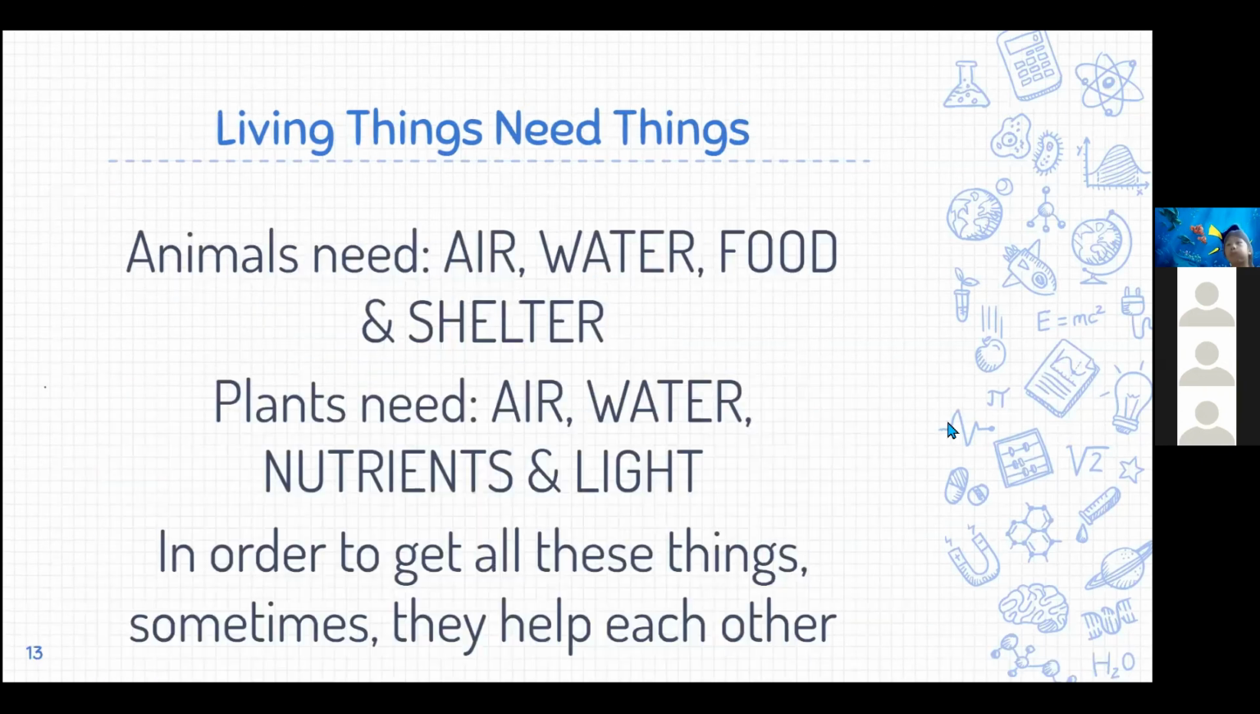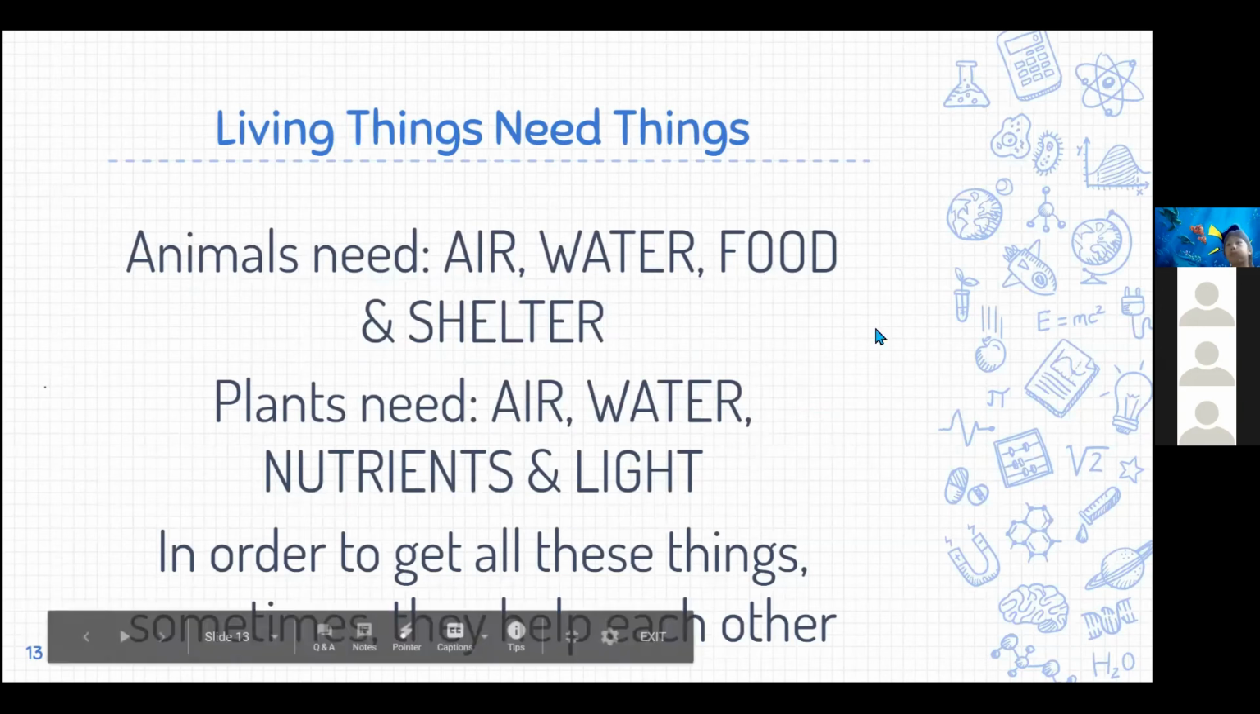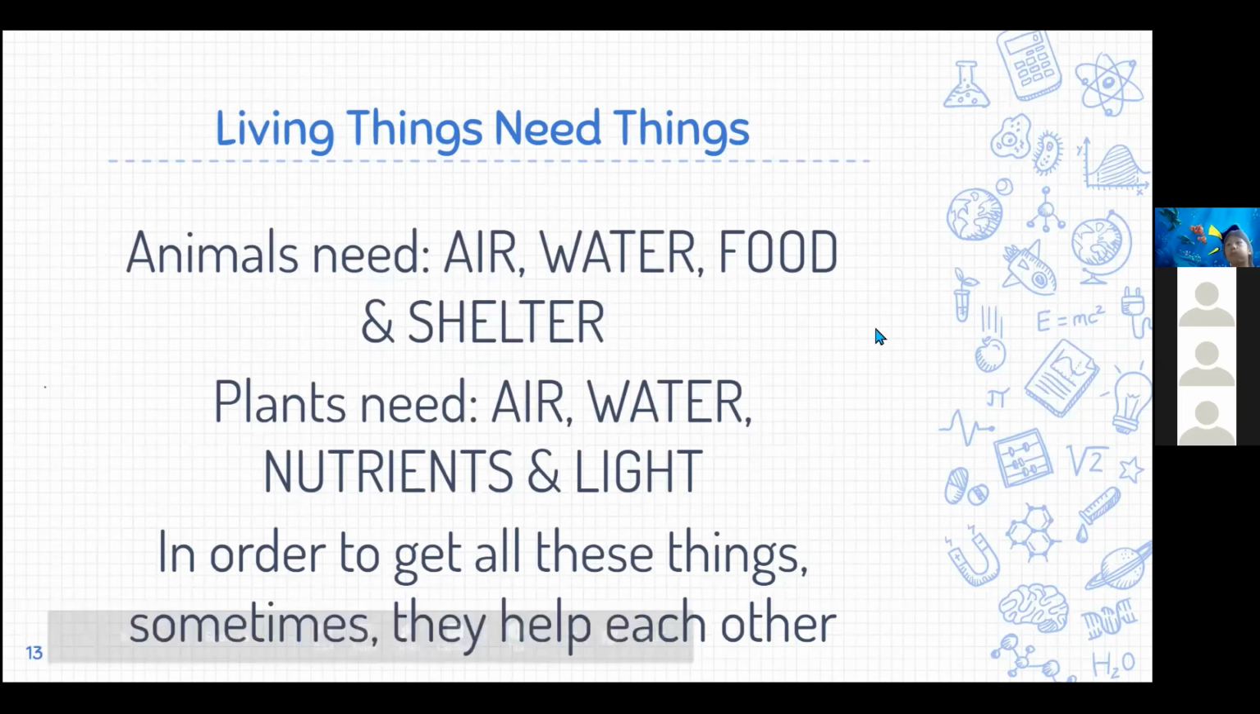What I want you to understand and think about is that animals need these things: air, water, food, and shelter. Animals need air, water, nutrients, and light. They can't always get this from the same places. They need to think about where they're going to get it from.